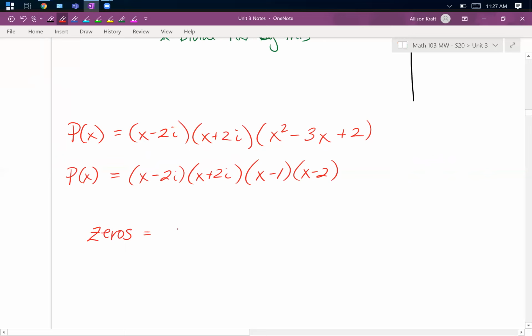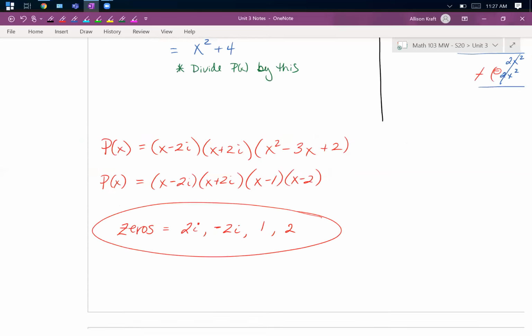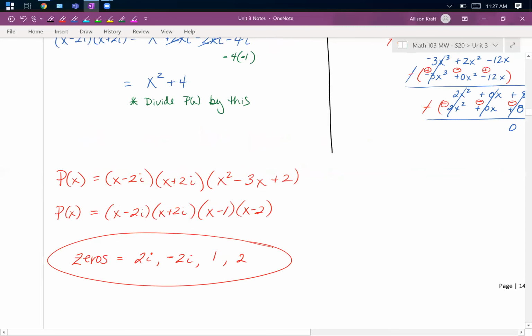Our first factor gives us a 0 of 2i. Our next one, negative 2i, positive 1, and positive 2. So there we go. The complex zeros theorem says that they always come in pairs. There's always a plus and a minus. Questions at all?